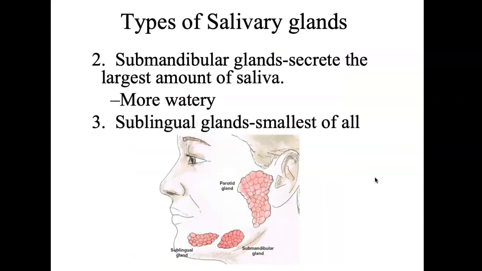Type 2, submandibular. So down here, below the mandible, they secrete the largest amount of saliva. It's a much more watery saliva. So it ends up being larger volumes of saliva, but not a larger gland. And then the smallest of the glands, which is sublingual, right under the tongue. Okay, sublingual, submandibular, and parotid.